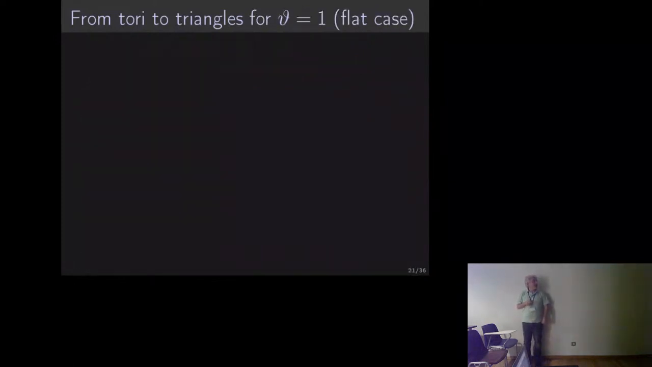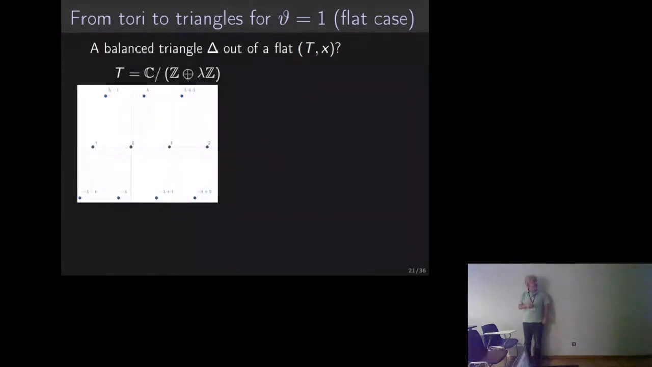So let's go for a moment back to the flat case for inspiration. This is not the case we're interested in, but what happens with the flat torus? How do we produce a balanced triangle from the flat torus? When we start with the flat torus, which is C modulo a lattice, if we go to the universal cover, we see the complex plane and this lattice here. Of course, we can draw fundamental domains, which are parallelograms, but we can draw many of them. And we want somehow a privileged one, which is obtained by doing two balanced triangles.